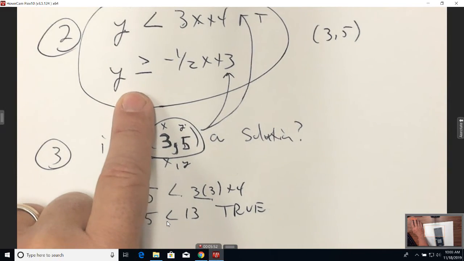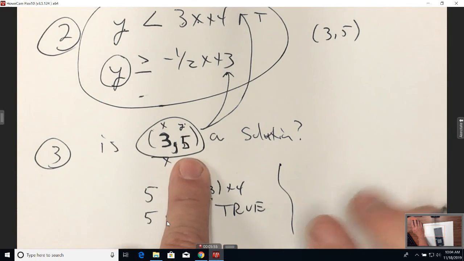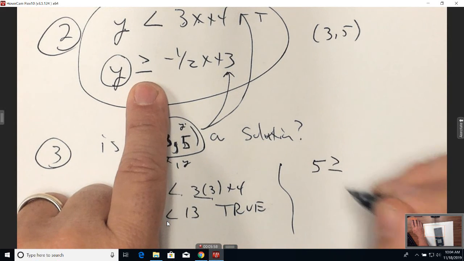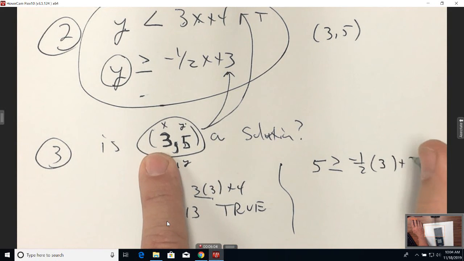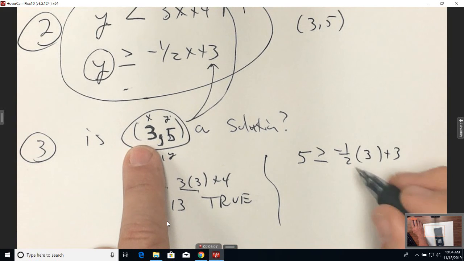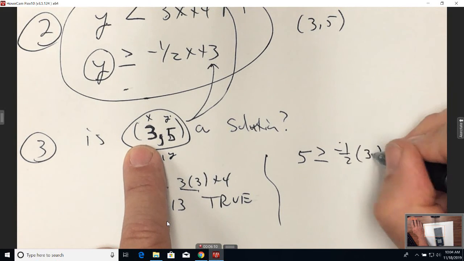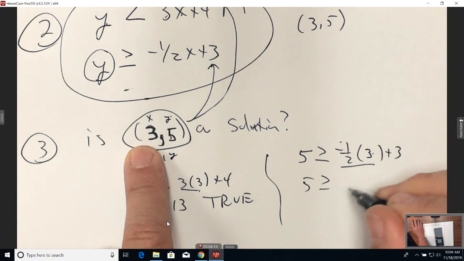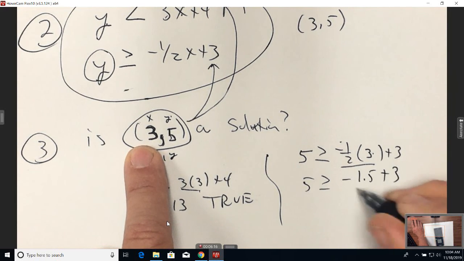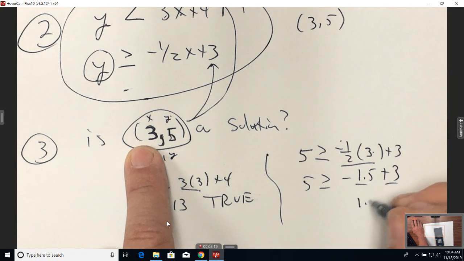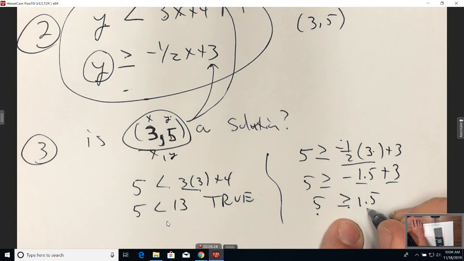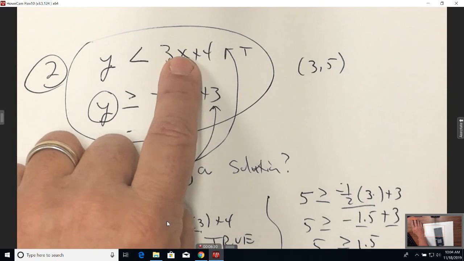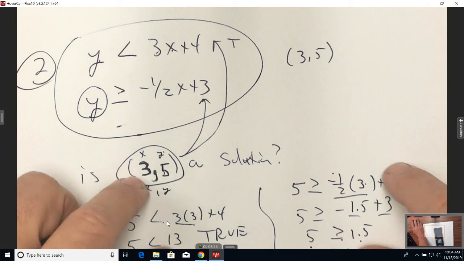Does it make the second inequality true? Let's see. Y is 5. Is it greater than or equal to negative 1/2 times x plus 3, and x in this problem is 3? Is 5 greater than or equal to negative 1/2 times 3 plus 3? Well, what is negative 1/2 times 3? Negative 1.5 plus 3 would be what? 1.5. Is 5 greater than or equal to 1.5? Yes. So algebraically, that is a point that makes the first inequality true and the second inequality true with pencil and paper.